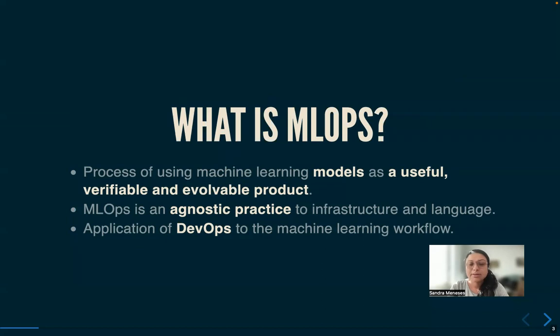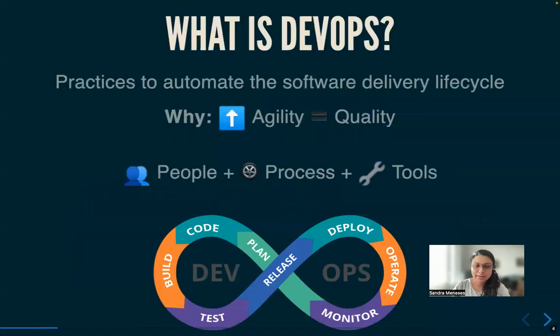MLOps is an agnostic practice that is very important to have clear because it doesn't depend on the language that we are using or the infrastructure that we have in our companies or the application that we are building. It's a set of practices and we can always follow them. Another way to see MLOps is like the application of DevOps to the machine learning workflow. So for that, we have to first know what is DevOps.